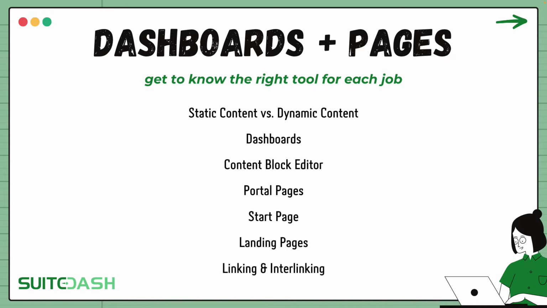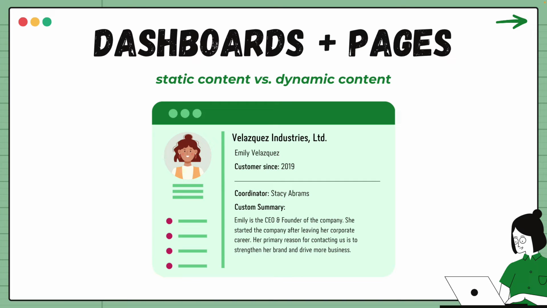Alright, so let's move to the first principle here, which is static content versus dynamic content. Now what you see here is a simple representation of a basic dashboard that you might show to your clients, for example. It includes their company name, their name, and a few information fields that you may find helpful to display for them. Very generic here, and this is just meant to be an example.